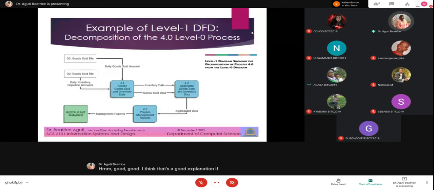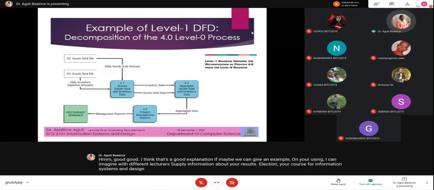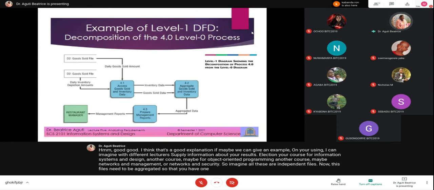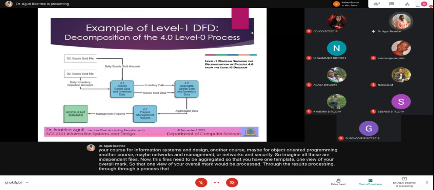Good. I can imagine different lecturers supply information about your results: your course for information systems and design, another course maybe for object-oriented programming, another maybe networks and security. Imagine all these are independent files. Now, these files need to be aggregated so that you have one view of your overall mark. That would be processed through a process that picks all the results from the different course units, aggregates them, then goes on to compute your GPA.